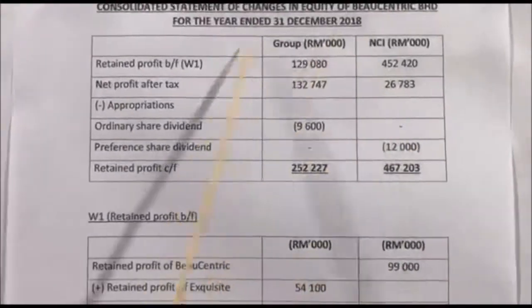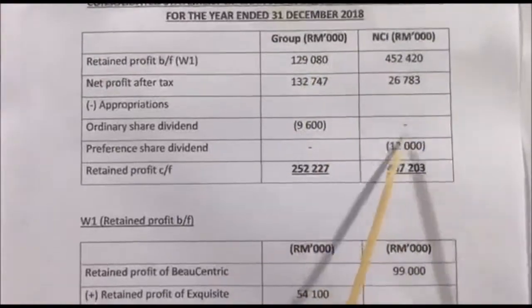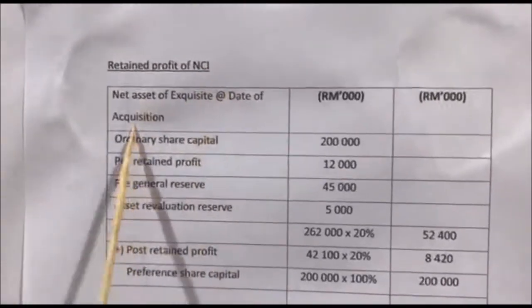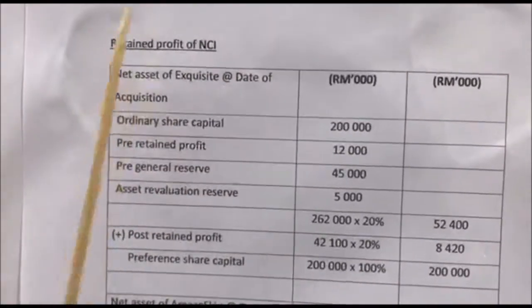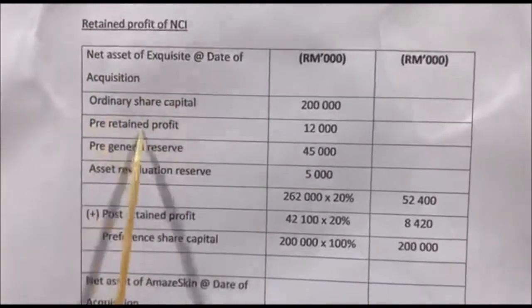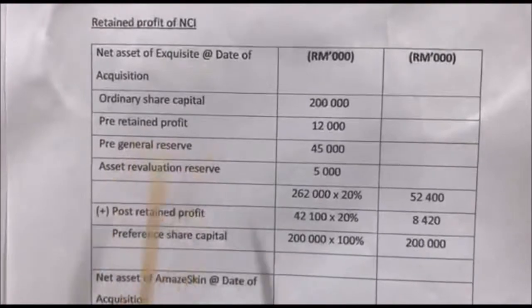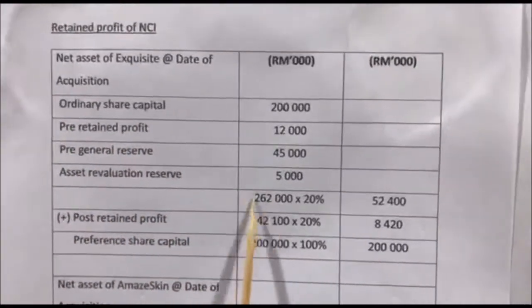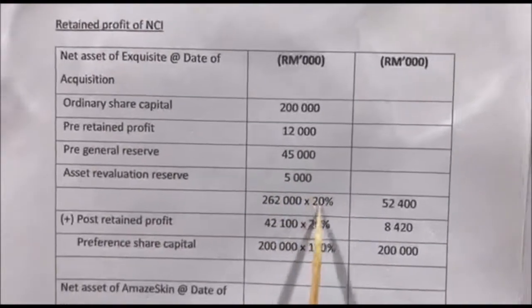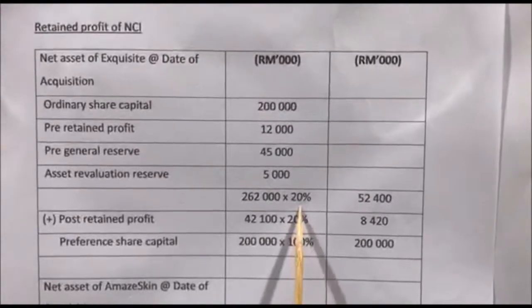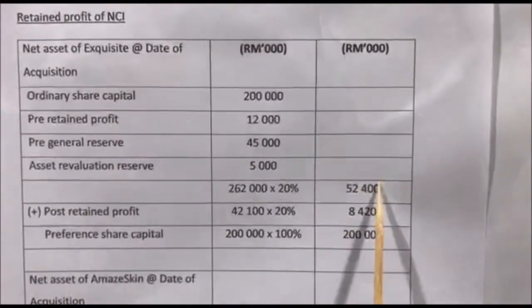The amount will be transferred into the retained profit brought down. The retained profit brought down of the NCI is derived from the calculation of net asset of both subsidiaries at the date of acquisition. Firstly, the net asset of Exquisite Berhad, which consists of ordinary share capital, pre-retained profit, pre-general reserve, and also asset revaluation reserve, will amount to 262 million, and it will be apportioned with the 20% percentage of control of NCI, that will result in 52.4 million.